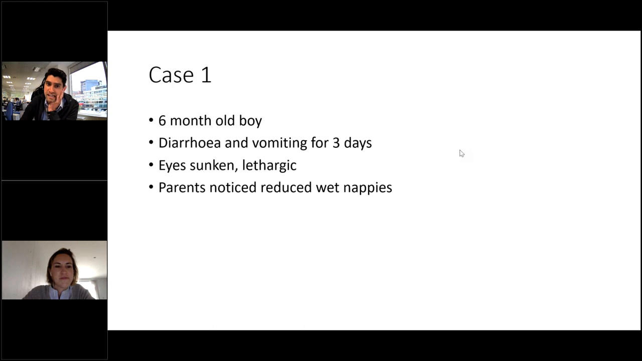So, first of all, some straightforward cases, which I'm sure we'll be very comfortable with, and then maybe some more difficult, more thought-provoking cases. So, this is a six-month-old baby boy who's had diarrhea and vomiting for 3 days. They've come in with sunken eyes and lethargy, and the parents have noticed reduced wet nappies. So I think this might be a standard thing that we might see in our emergency departments.